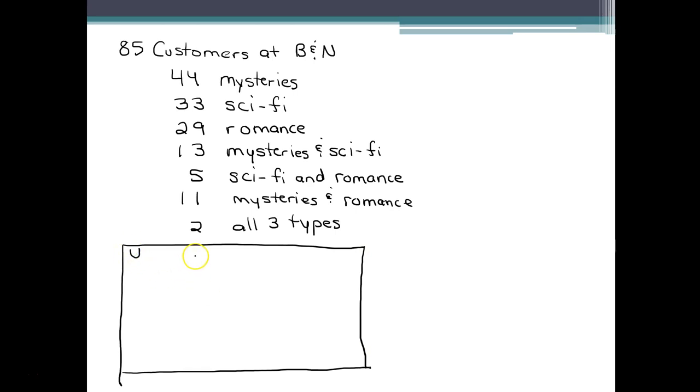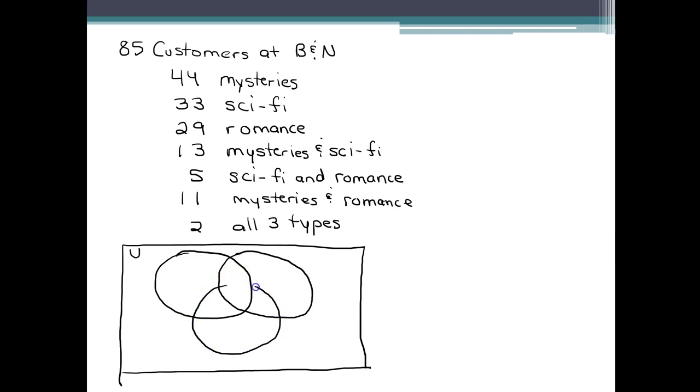Okay, we're going to need 3 circles because there's 3 different types of information. We got mystery purchases, sci-fi purchases, and romance purchases. So I'm going to make this circle here my mysteries, this one my sci-fi, and then this one my romance.